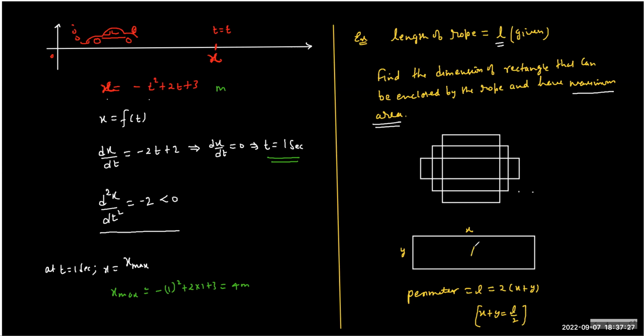Now, how to write the area? Let's say A is the area. Area equals X into Y. But you can only differentiate a single variable function, right? Of course, you can differentiate a double variable function, but can we convert area into a single variable function? Yes or no?